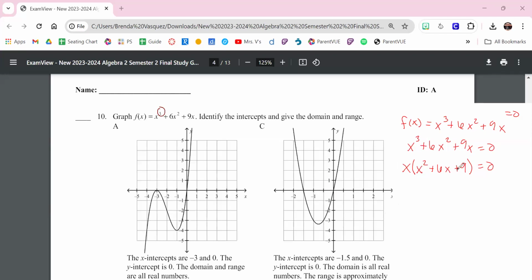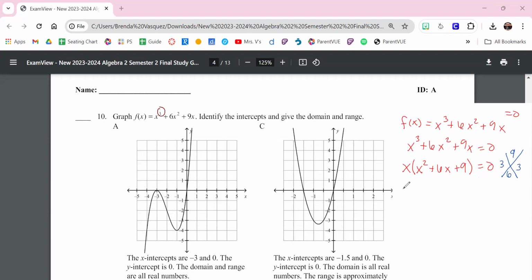Can we continue to factor? We have x to the power of 2 plus 6x plus 9. We're going to use what method? Power Ranger, let's go ahead and use that one. Two numbers that multiply to 9 and add up to 6. It's going to be 3 and 3.